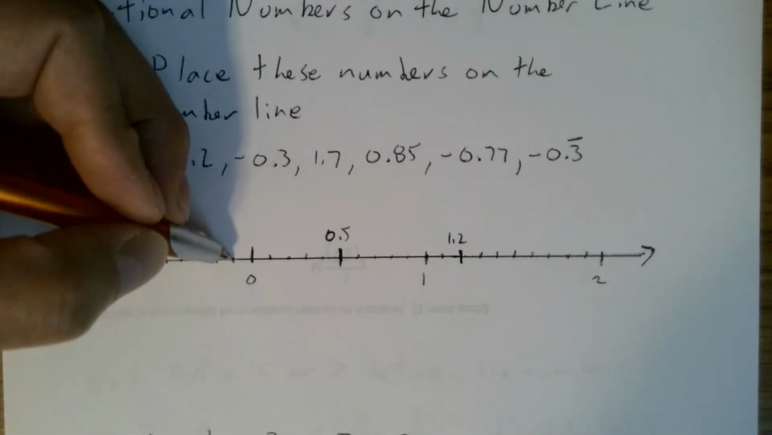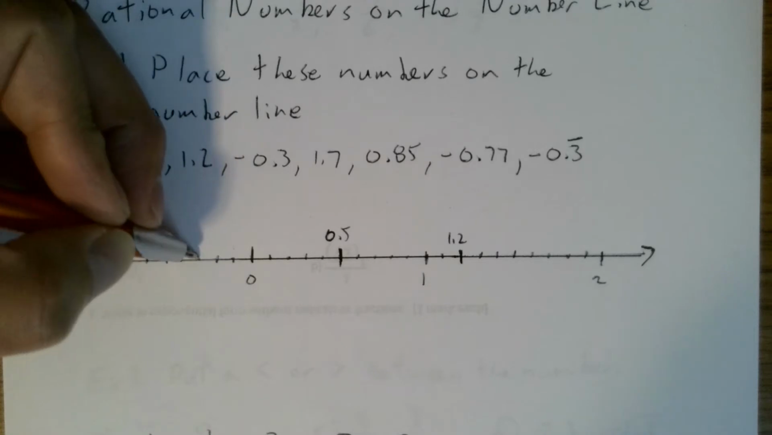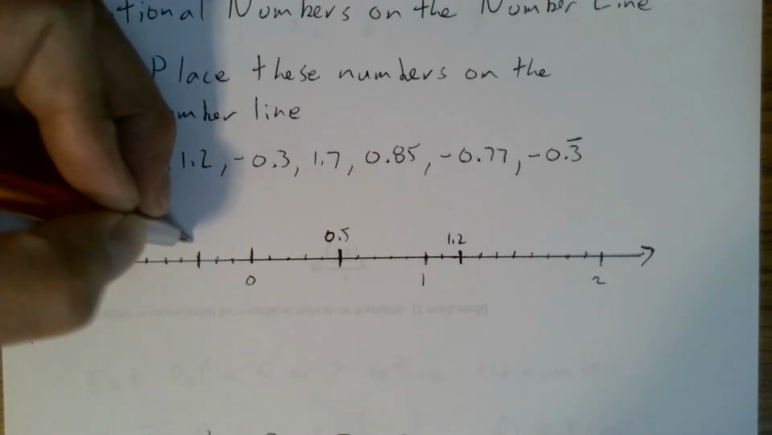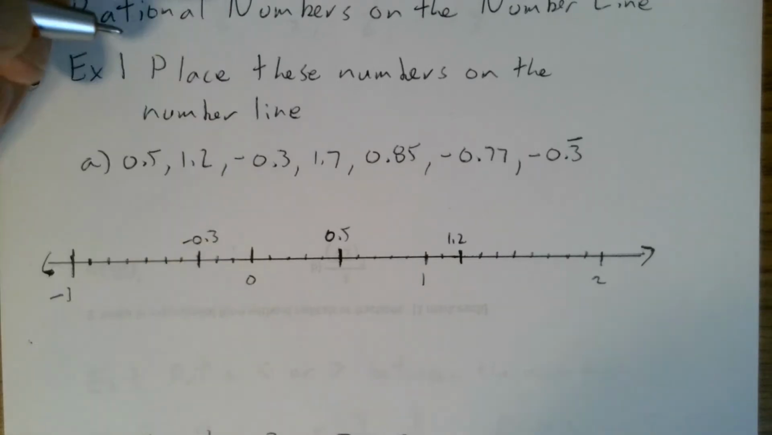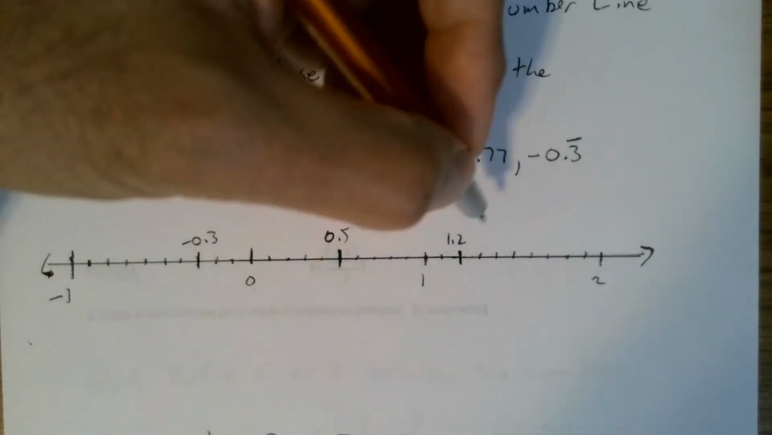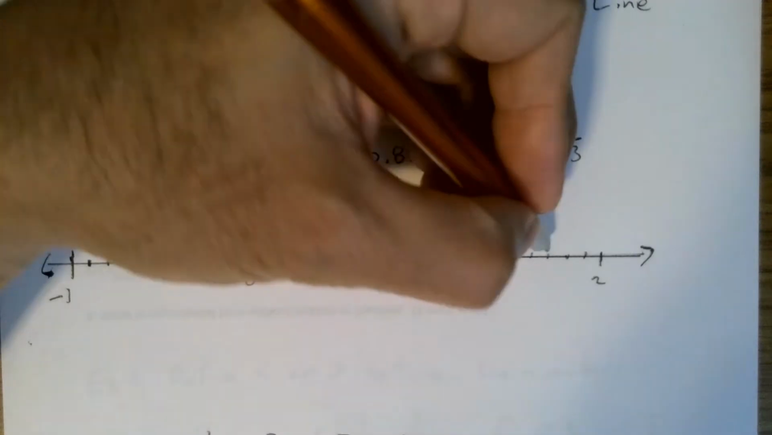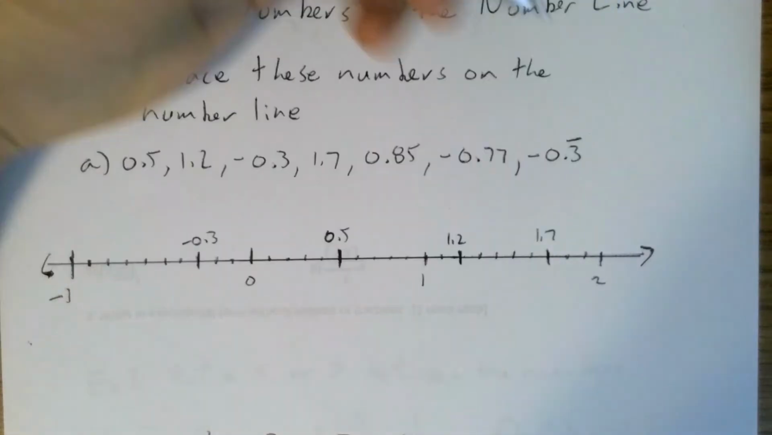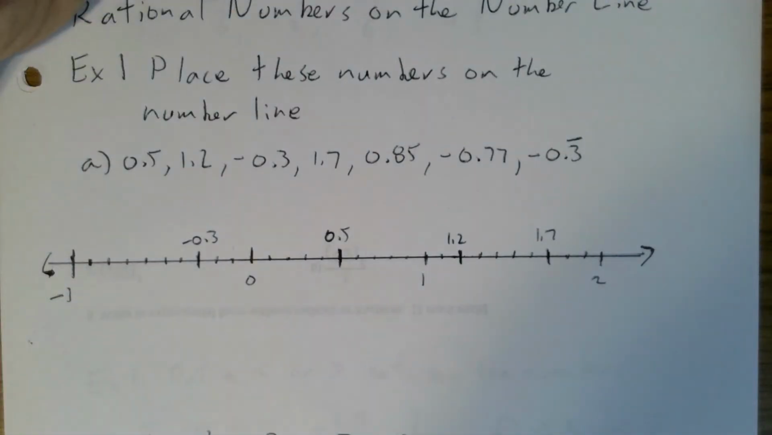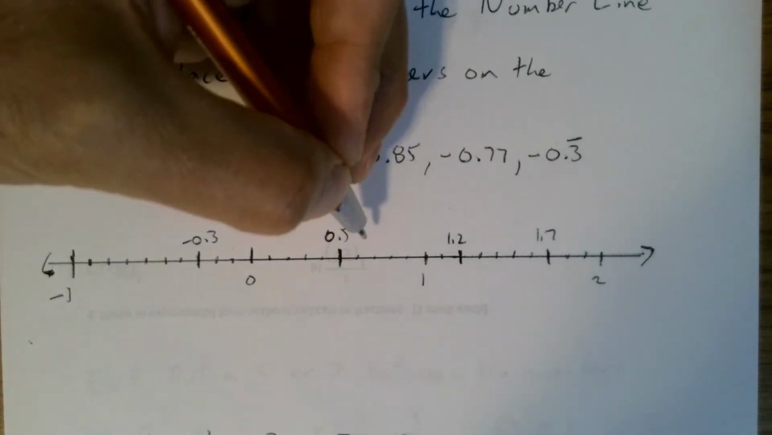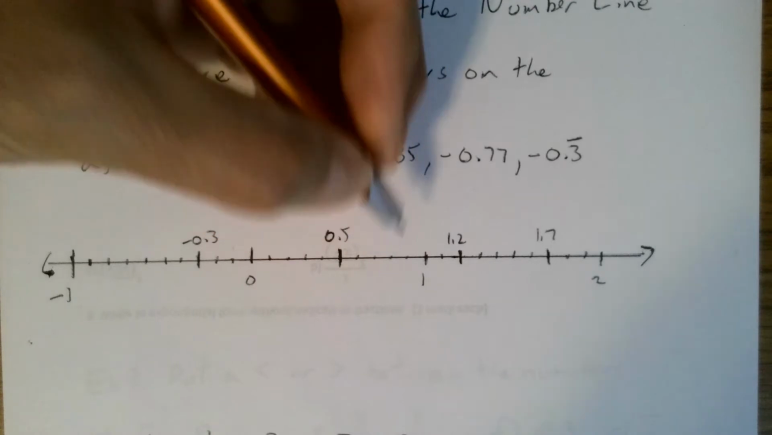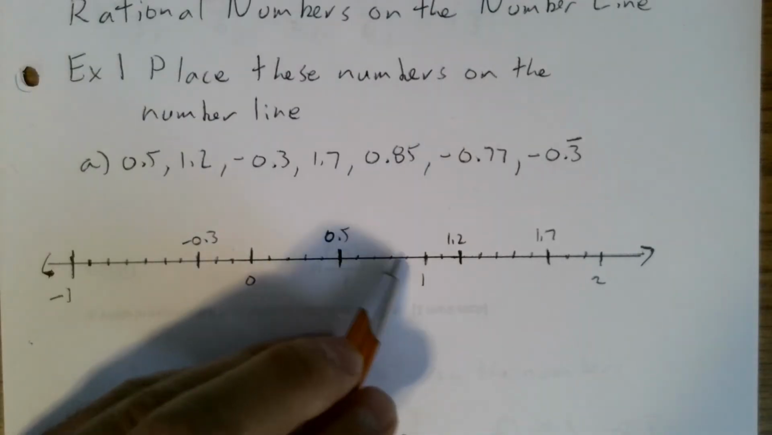-0.3: -0.1, -0.2, -0.3 is here. Okay, 1.7: 1.2, 3, 4, 5, 6, 7 is right there. Okay, 0.85. So there's 0.8. There's 0.9.